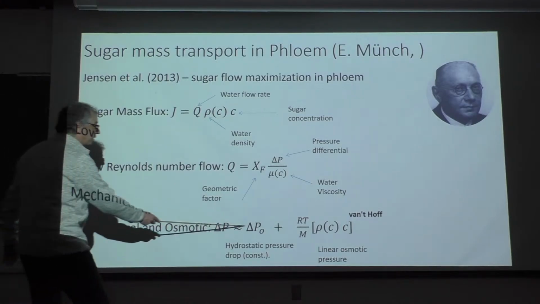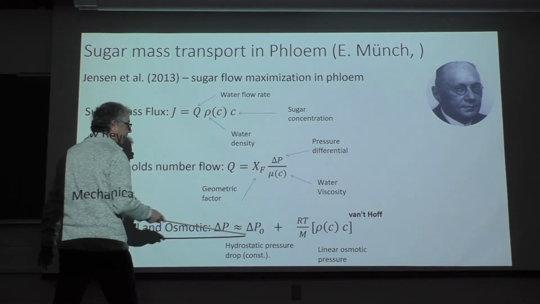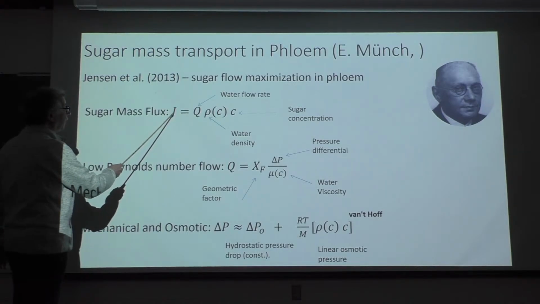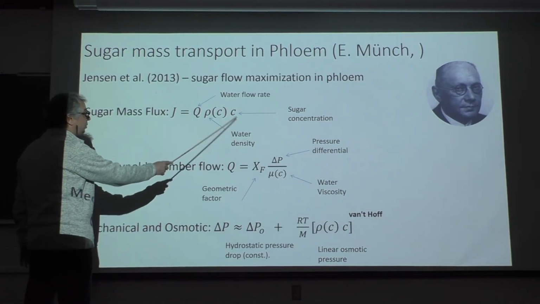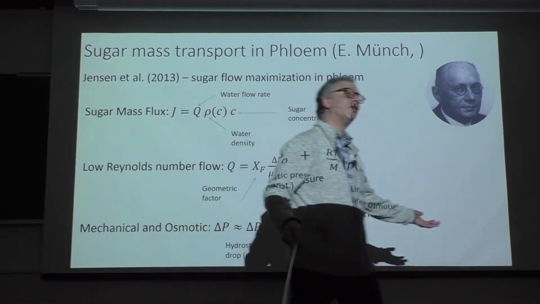You take that expression for delta P, you plug it here, you take that expression for the flow rate with the plugged expression for delta P and the viscosity, you put it back in here, and you find that the flux will see two competing forces. If you increase the concentration, you increase the mass transport, but you also increase the viscosity. So there is some sort of a conflict.